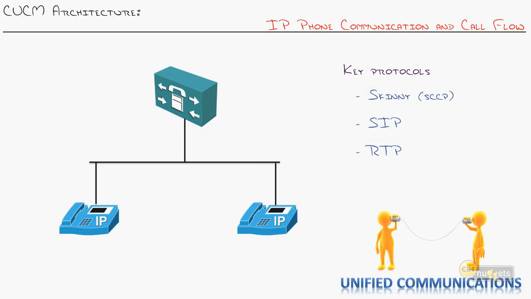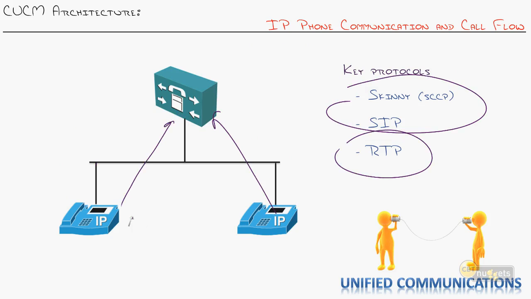So now you know how the call manager interacts with these phones. You've seen key protocols like Skinny and SIP that are used for signaling and RTP for the audio, and you've seen how the call flow works, to where they talk to the call manager first, then go direct with their audio to not bog down the call manager in any way with their conversation.